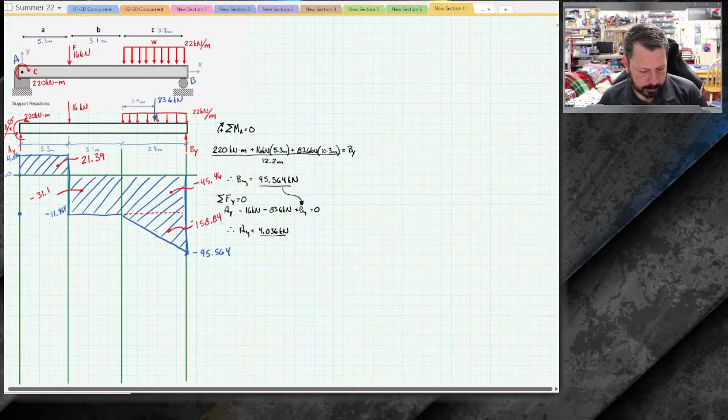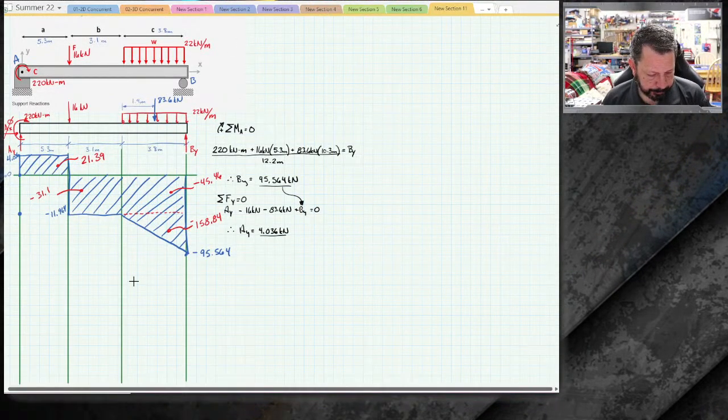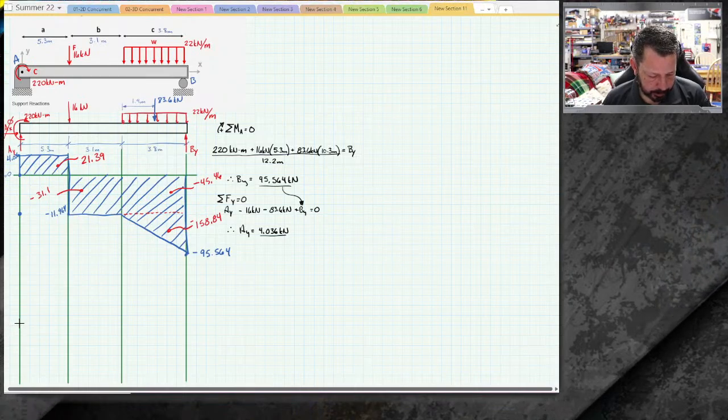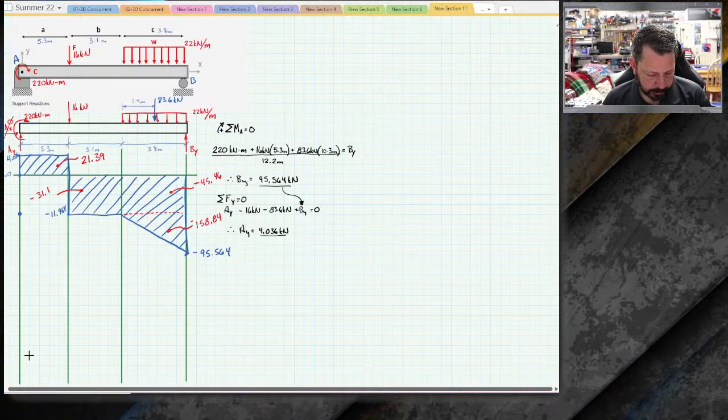Okay, so now we need to put our little guideline for the bending moment. Actually, it's going to be mostly positive. I'm going to put it down here.